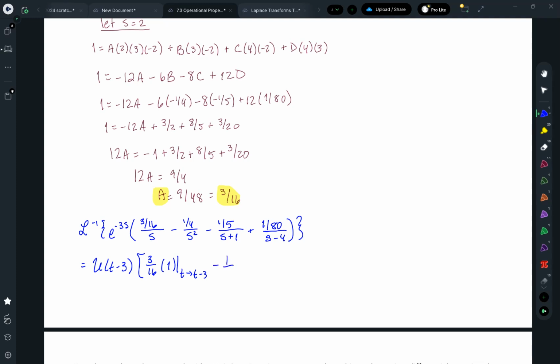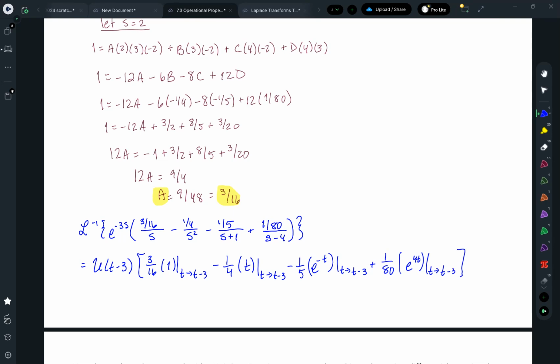minus a quarter. The Laplace inverse of 1 over s squared is going to give us t, where t has to go to t minus 3, minus 1/5. The Laplace inverse of 1 over s plus 1 is e to the minus t, where again t has to go to t minus 3. And last is plus 1 over 80. The Laplace inverse of 1 over s minus 4 is e to the 4t, where t has to go to t minus 3.